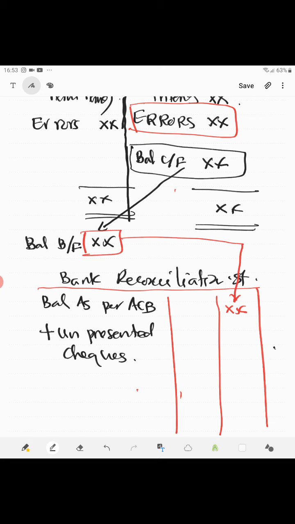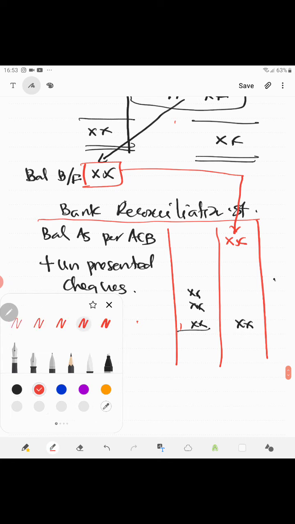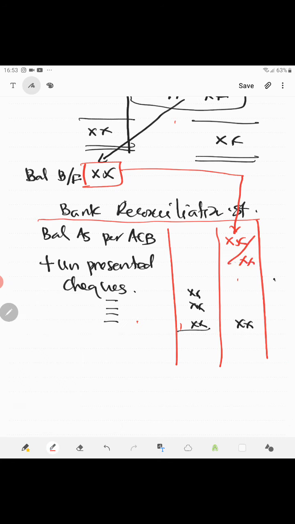However, you have to take unpresented checks here. So this can be one or it can be several. So you will take those unpresented checks and you take that answer here. Now here this can be a plus or a minus. Why plus, favorable balance. Why minus, overdraft balance. Then you may also have bank error. You may also have bank error. So you take that total as well.